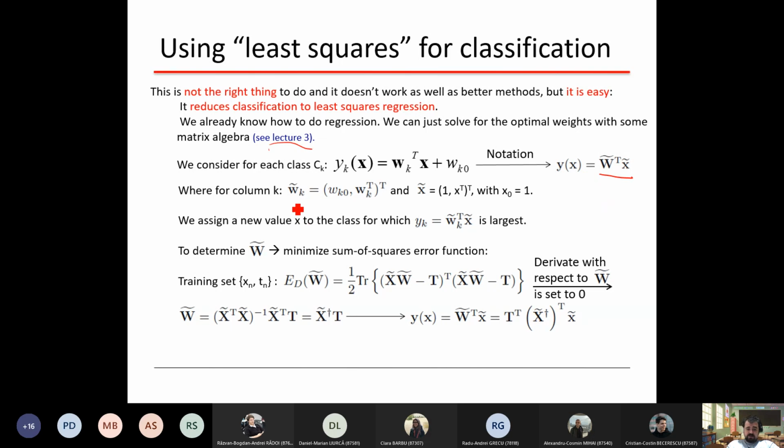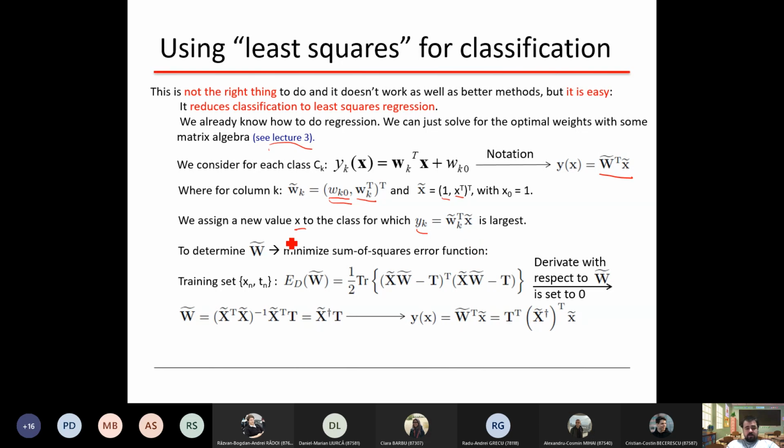Each column of the matrix will consist of the bias for that class, wk0, plus the vector of the weights for the class, and x tilde is simply a one placed for this bias, and then the value of x transposed. And now what we have to do is to assign the value x to the class that gives yk, that is wk tilde transposed multiplied by x tilde, the largest value.